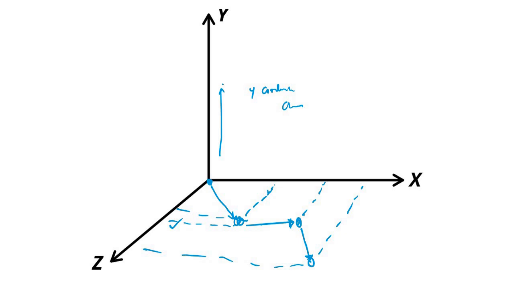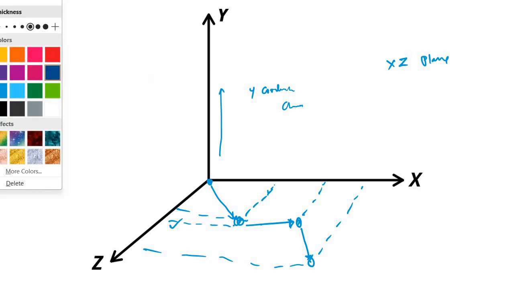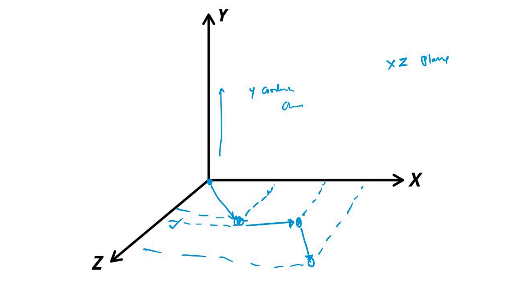So here the motion is along the xz plane, because whenever the object is moving, the x and z coordinates are undergoing change. Similarly, we can do the same thing for this. Here let's say initially the particle is here and it moved to this point.